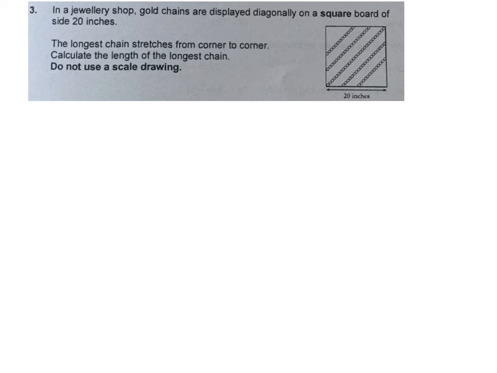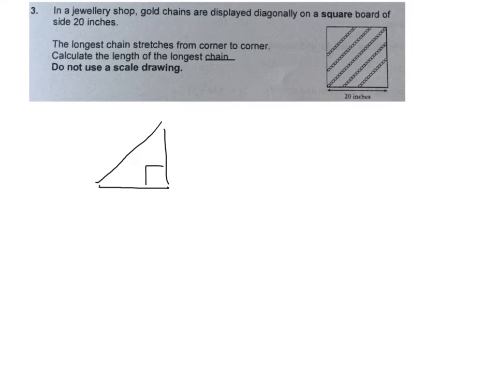So question 13. In a jewellery shop, gold chains are displayed diagonally on a square board of side 20 inches. The longest chain stretches from corner to corner. Calculate the length of the longest chain. Do not use a scale drawing. So we've got a right angled triangle. Going from the information in the question, each of our shorter sides are going to be 20 inches. So 20 and 20.